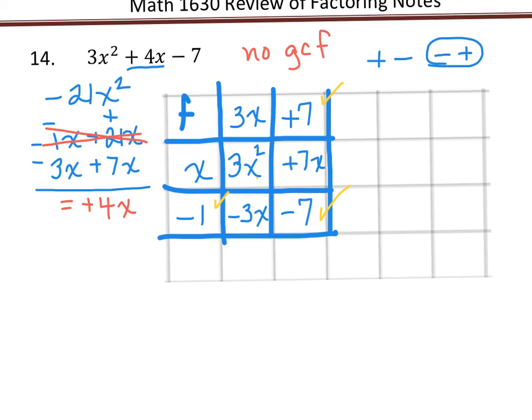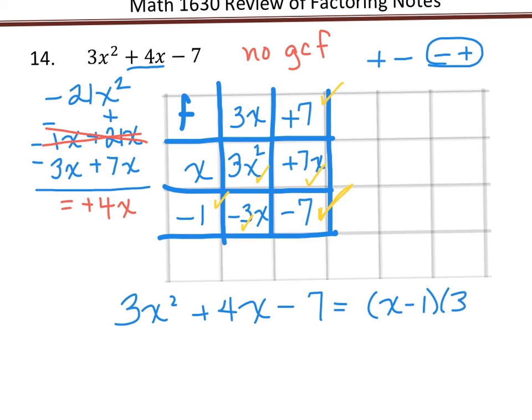X times 3x is 3x squared. X times positive 7 is 7x. Negative 1 times 3 is negative 3x. Negative 1 times positive 7 is negative 7. And so our factorization that we're looking for is 3x squared plus 4x minus 7 is equal to x minus 1 times 3x plus 7.